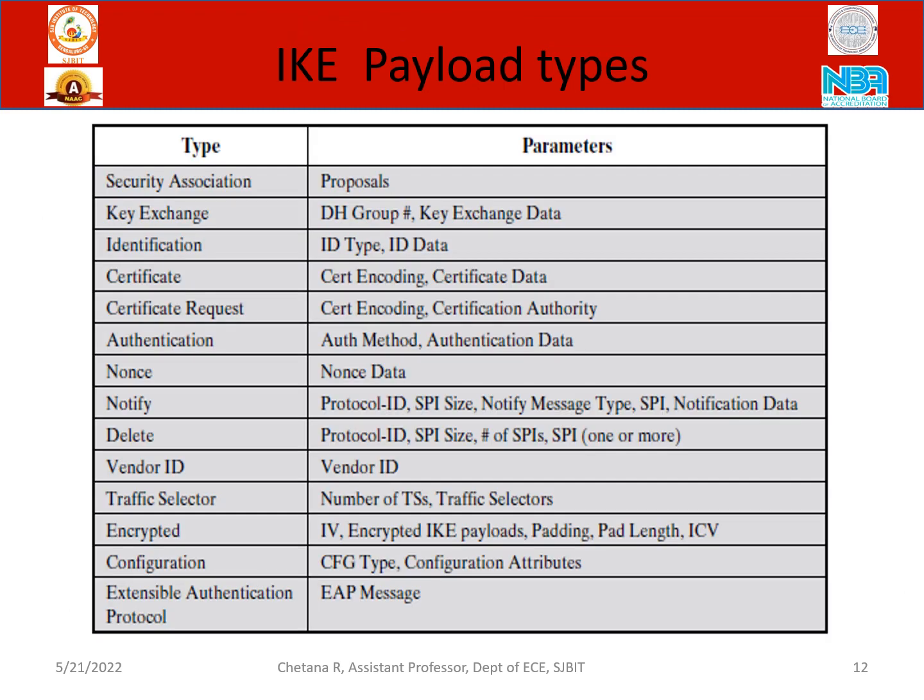IKE payload types. Different types of IKE payload: security association payload, key exchange, identification, certificate request. These are the different types. And the parameters: security association means proposal, key exchange means what type of algorithm you are using and how the key exchange is done, identification ID, certificate cert encoding, certificate data, authentication method and the data which you have used. So I think most of them are quite clear here. You can go through this, and these are the different types of IKE payload types and their respective parameters on the right hand side column.